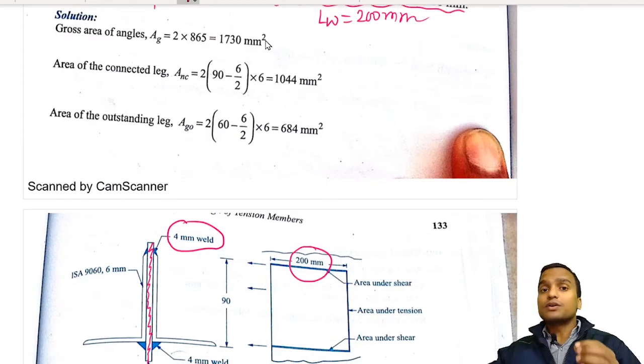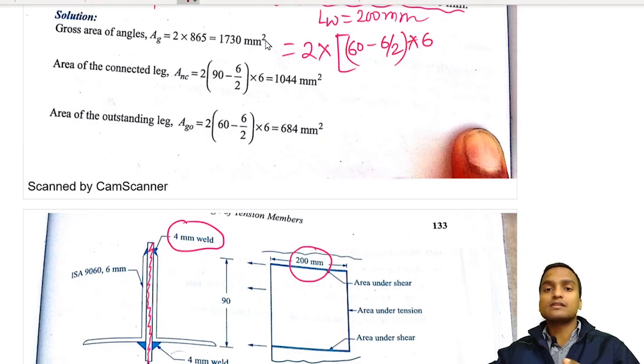Now the gross area of the angles, AG, will be equal to 2 times, because there are 2 angle sections being used here, 2 times (AGO plus AGC). AGO, the gross area of the outstanding leg, is (60 minus t by 2) into the thickness of the angle section, plus AGC, where the connected leg is 90 mm, (90 minus t by 2) into the thickness, multiplied by 6 mm. We can calculate this, and it will be equal to 1730 millimeter square.